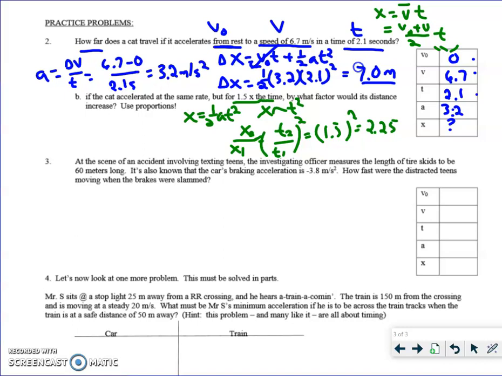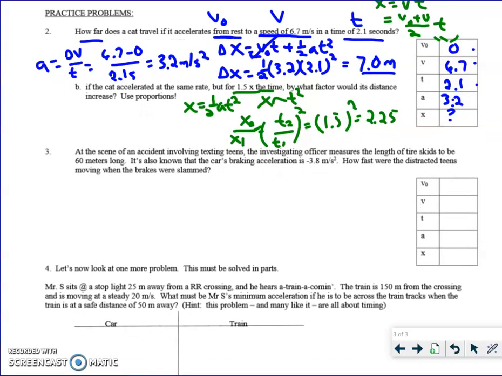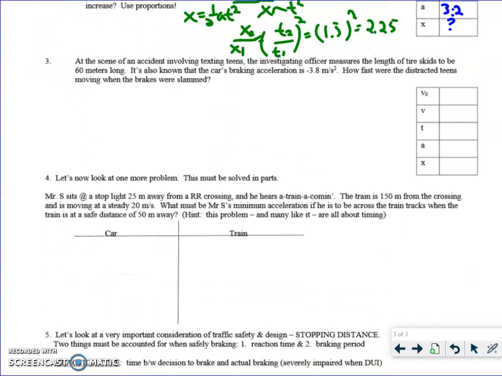All right, lastly, at the scene of an accident involving texting teens. So this is a whole different problem. An investigating officer measures the length of tire skids to be 60 meters long. It is also known that the car's braking acceleration is negative 3.8. How fast were the distracted teens moving when the brakes were slammed? This is actually what forensic police officers can do. They can look at the length of the skid marks from a tire. They measure that length. Knowing something about the car, they can know what the acceleration should have been, and they can figure out how fast you're going and if you were speeding.